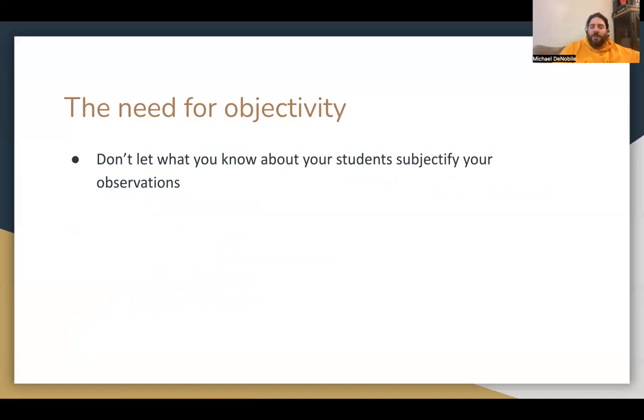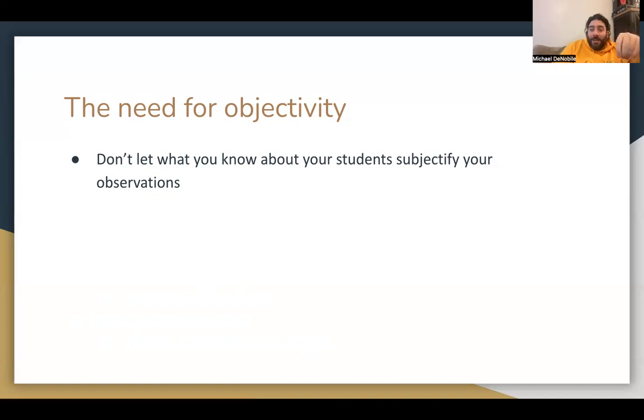Don't let what you know about your students subjectify your observations. Here's what I mean, and I've seen this over the years. You'll have that annoying student, the student who is legitimately annoying. I'll leave it at that. And now you're sitting there doing an observation of the legitimately annoying student. And they're doing whatever it is that's annoying in that moment because they are the annoying student.